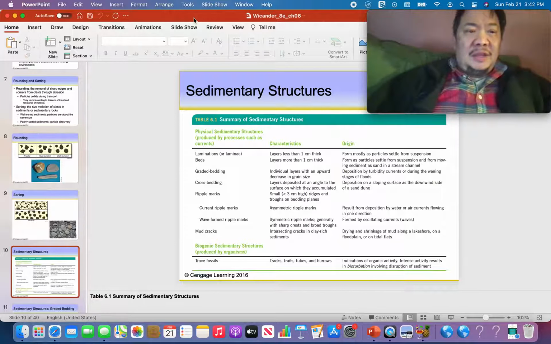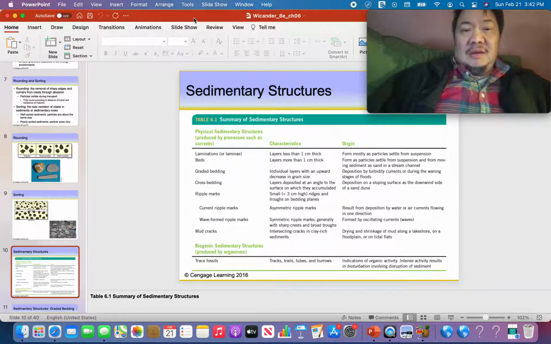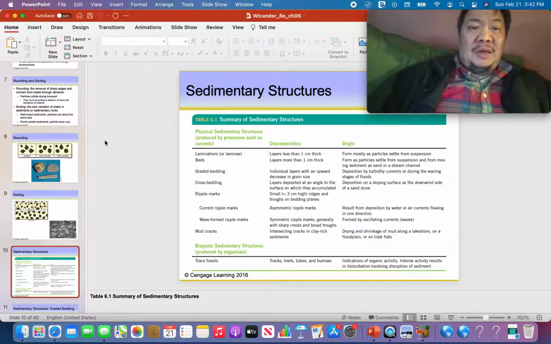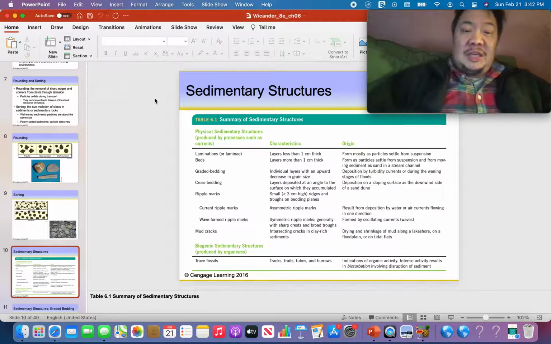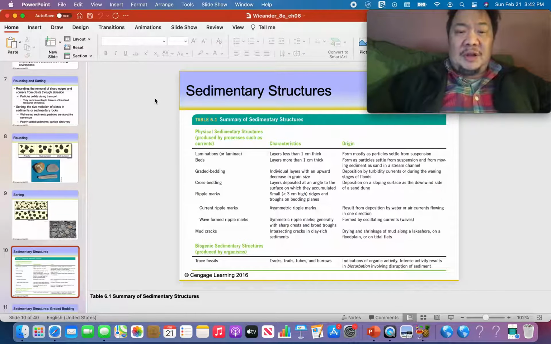I'm making this other video here for you on chapter 6, and we left off talking about trying to figure out something about the depositional environment where sedimentary rocks form by looking at fossils, and for detrital sedimentary rocks, size, sorting, and shape. But we didn't talk about sedimentary structures yet. If you get a chance, read through your book about sedimentary structures. Here's a list of the different ones I'm going to cover.